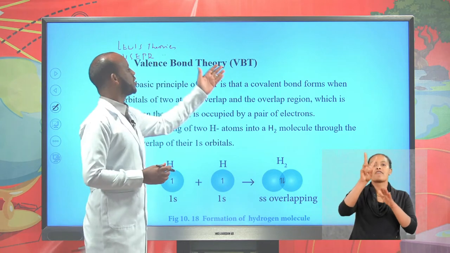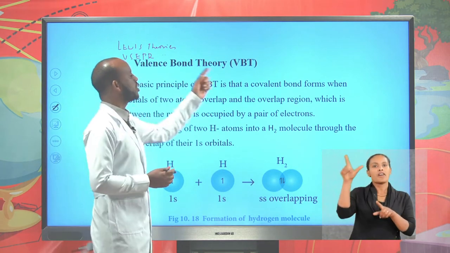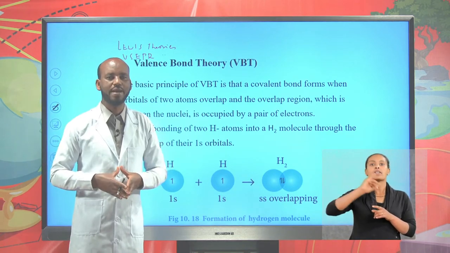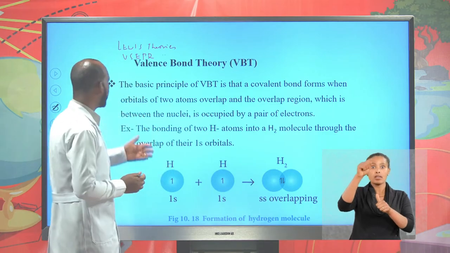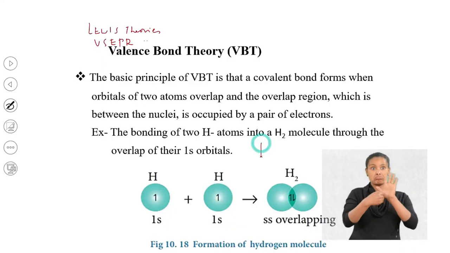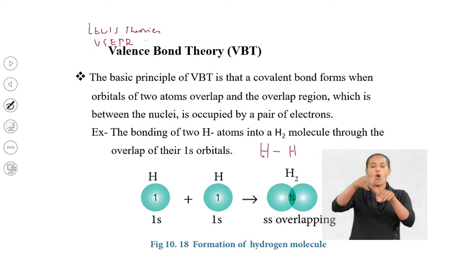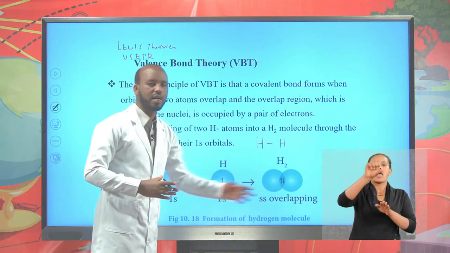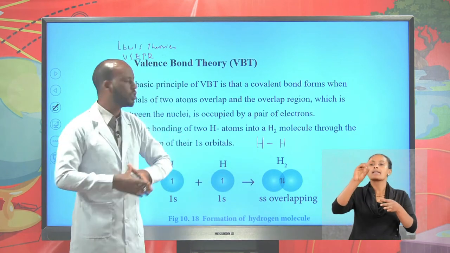Now, the valence bond theory explains how a covalent bond is formed. According to valence bond theory, a covalent bond is formed when half-filled orbitals of one atom overlap with half-filled orbitals of another atom. If we take the hydrogen molecule, H single bond H, this is a covalent bond. It is formed when the half-filled orbital of the first hydrogen overlaps with the half-filled orbital of the second hydrogen. Now the overlapping is s-s overlapping. When these two half-filled orbitals overlap, the resulting bond is a single bond, a covalent bond.